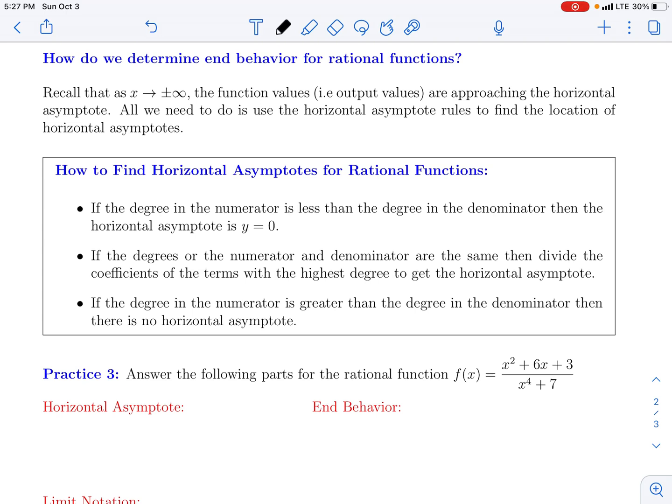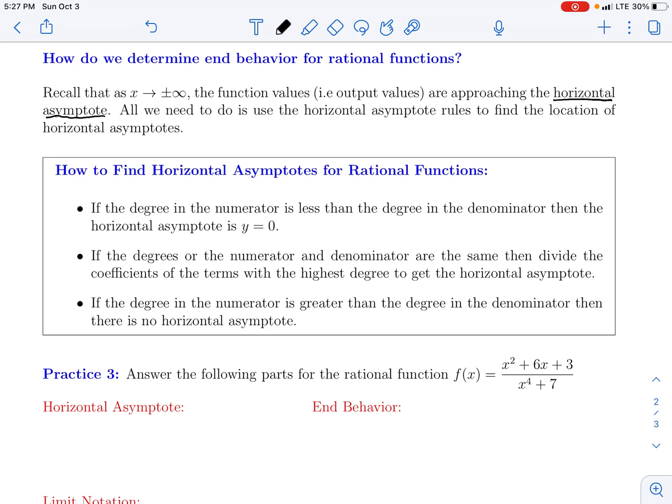So we want to recall that as x is approaching positive or negative infinity, the function values, or the output values, are approaching the horizontal asymptote. So that's what was happening with our rational functions. We did some examples when we talked about limits graphically where you did see that. I gave you graphs of rational functions and we saw that as x went to positive or negative infinity, it was approaching that horizontal line, aka the horizontal asymptote.